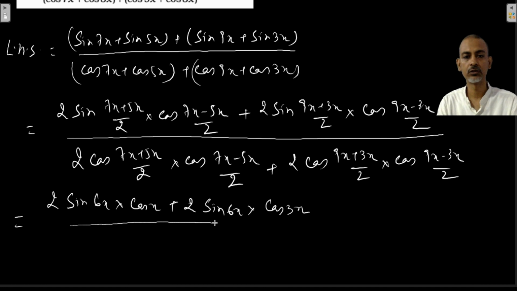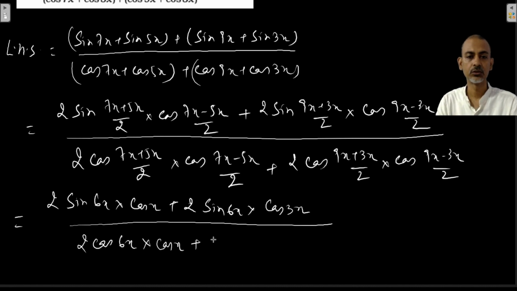Then we have got 2 cos of (7x plus 5x) by 2, 12x by 2, which is cos 6x. Then we have got (7x minus 5x) by 2, which is 2x by 2, which is cos x. So cos x plus 2 cos of (9x plus 3x) by 2, which is 12x by 2, which is 6x. And then (9x minus 3x) by 2, which is 6x by 2, which is 3x. So cos 3x. Alright.